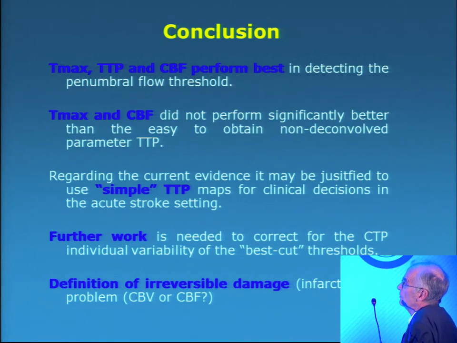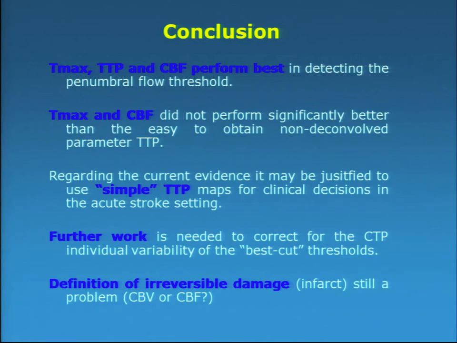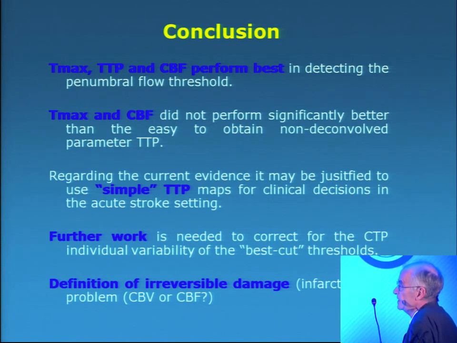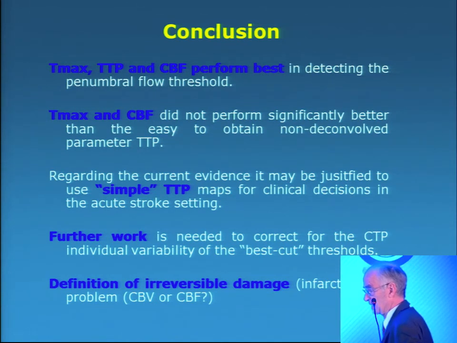Tmax and CBF did not perform significantly better than the easy-to-obtain non-deconvoluted parameters of TTP. Regarding the current evidence, it might be justified to use simple TTP maps for clinical decisions in acute stroke setting. Further work is needed to correct for the CTP individual variability of the best cut thresholds, especially for the threshold of irreversible damage for the cerebral blood volume. And this definition of the irreversible damage, in fact, is still a problem. What should you use, CBV or CBF, as determined by CTP?